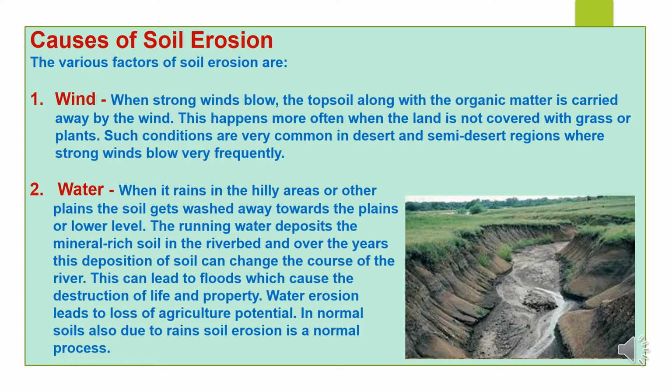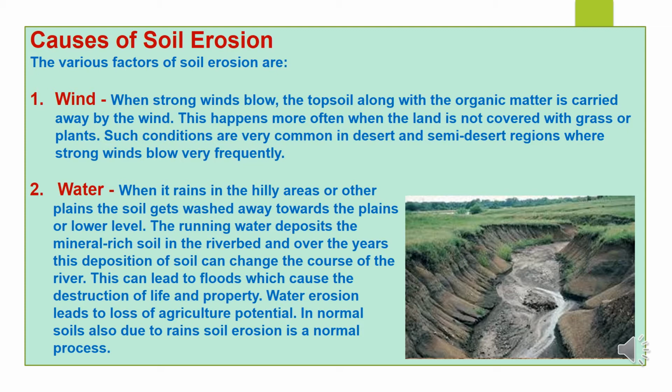Now we will discuss the causes of soil erosion. There are various factors. First is wind. When strong winds blow, the topsoil along with the organic matter is carried away by the wind. This happens more often when the land is not covered with grass or plants. Such conditions are very common in desert and semi-desert regions where strong winds blow very frequently.